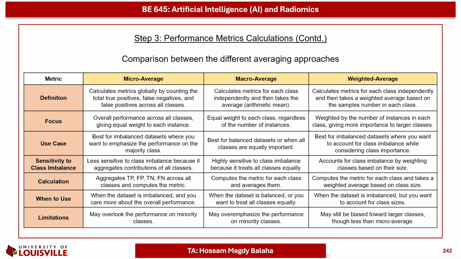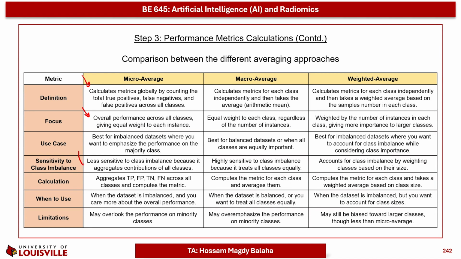Now, let's understand the differences between micro, macro, and weighted, when we can use them, and their limitations. Micro average, as mentioned, calculates the metrics globally by counting the total true positives, false positives, and false negatives across all of the classes, and it aggregates them without considering which class they refer to. The micro focuses on getting the performance across all of the classes, giving equal weight to each instance.